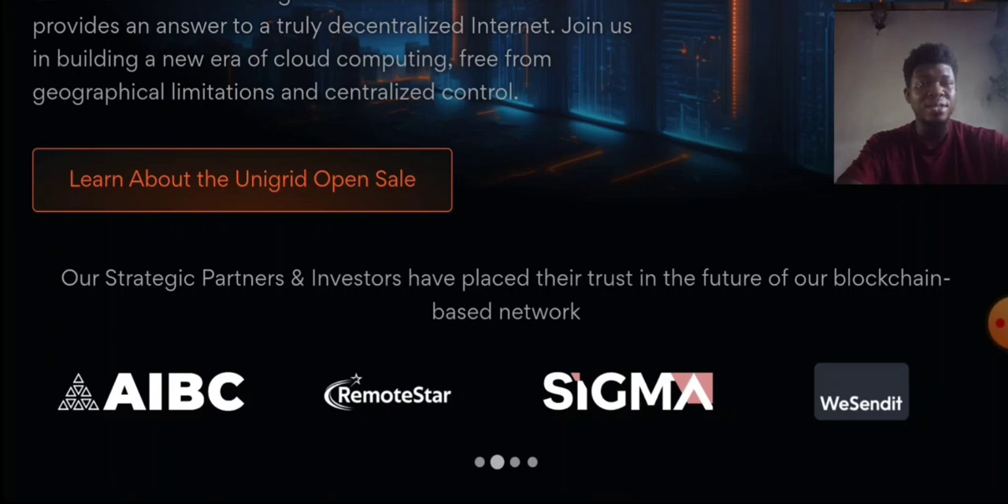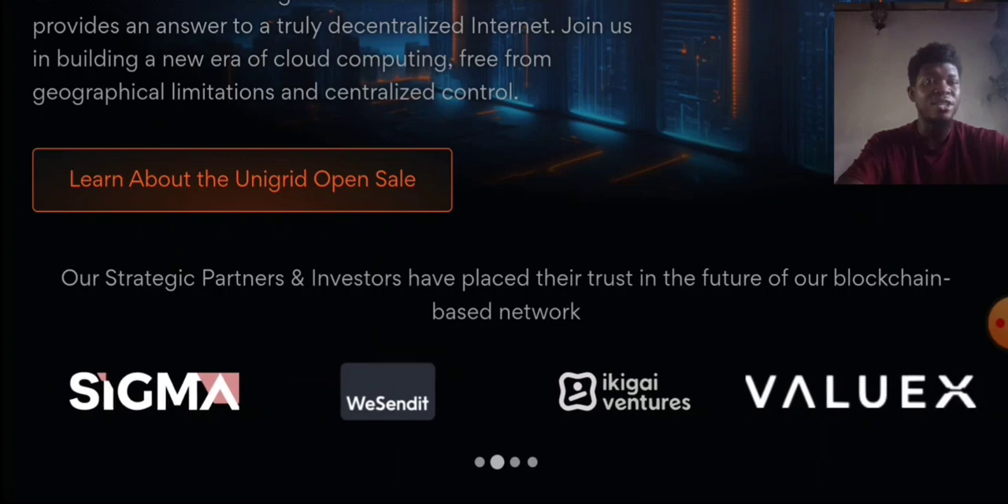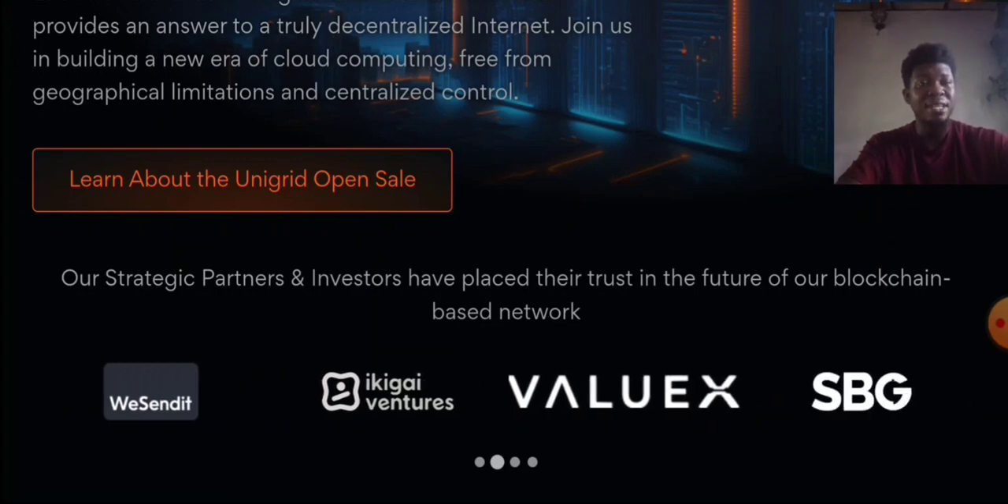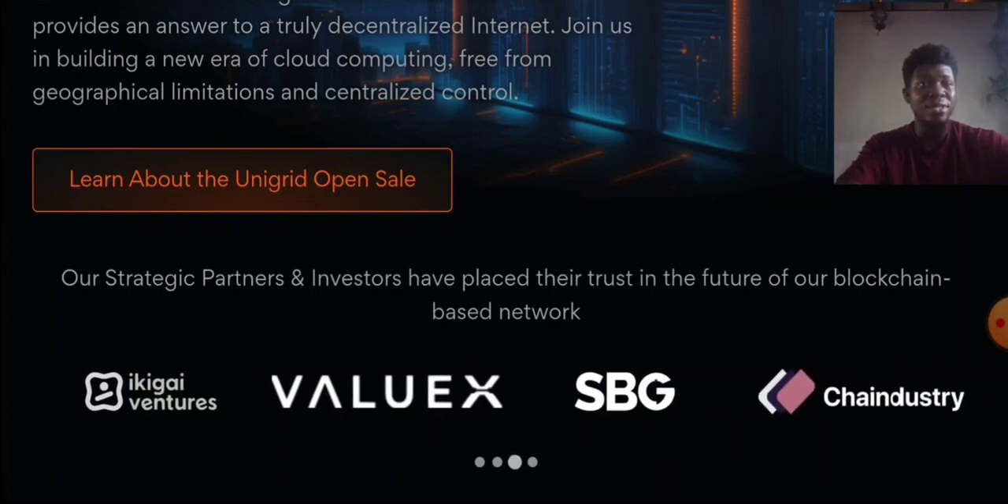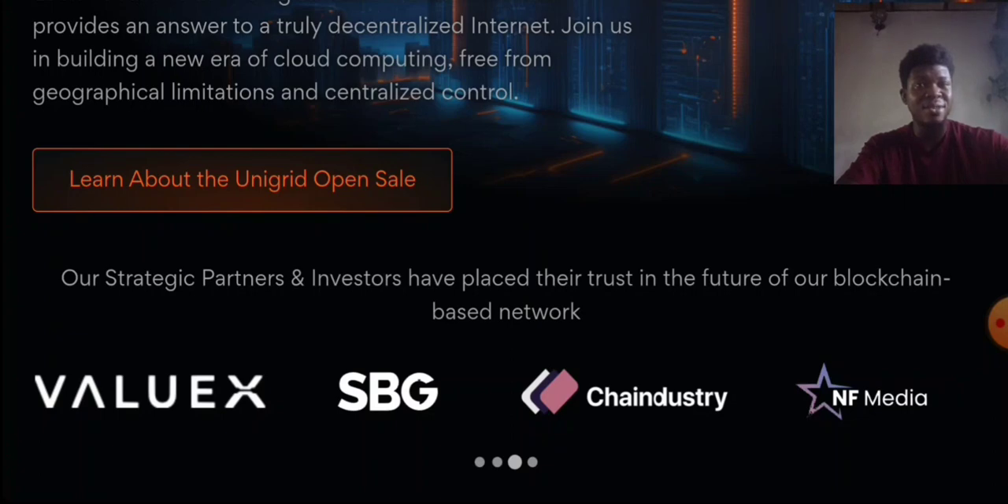Here we can see their strategic partners and investors. You can see lots of big names like We Send It, Kagi Ventures, ValueX. I also mentioned earlier that Gem Capital invested $25 million with Unigrade. So you should know that the big names are definitely not missing out on Unigrade.